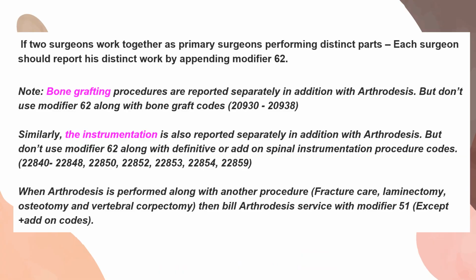So the recap is the two surgeons work together as primary surgeons performing the distinct parts. Then each surgeon should report his distinct work by appending the modifier 62. Then the bone graft procedures are reported separately in addition to the arthrodesis, and we never put a modifier 62 on the bone graft. And as for the instrumentation, it is also reported separately in addition to the arthrodesis, and we never put a modifier 62 along with the definitive or an add-on spinal instrumentation procedure code.